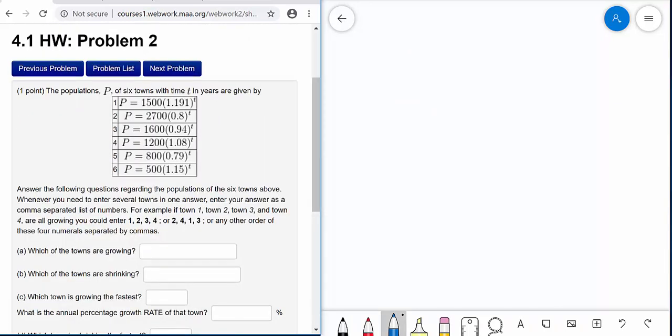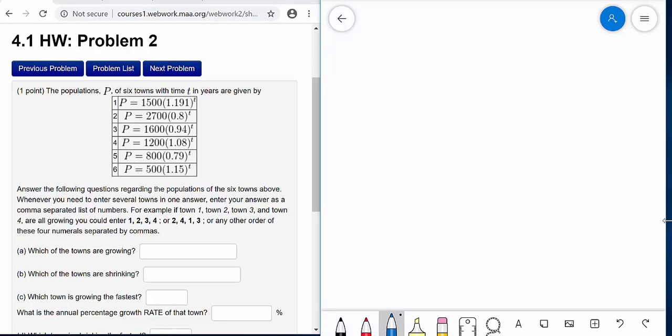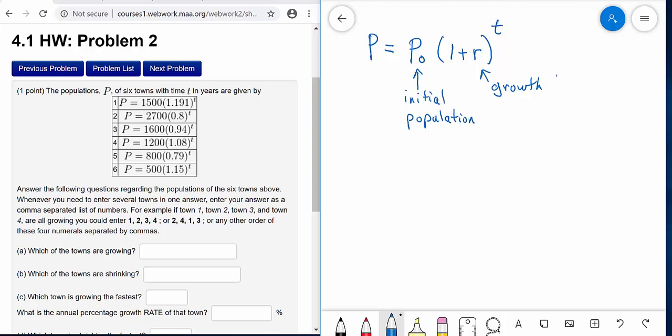All right, so in problem number 2, we're given 6 population functions, and we have to answer certain questions. So these population functions are exponential growth functions. When you're looking at an exponential growth function, the constant term in front of the parentheses would be the initial population. Then we have 1 plus the growth rate, r, raised to the power t. So r is called the growth rate, or if r is negative, we call it the decay rate.